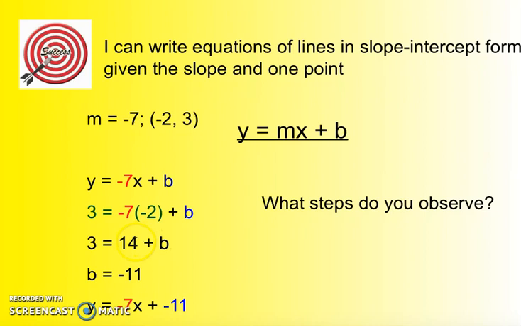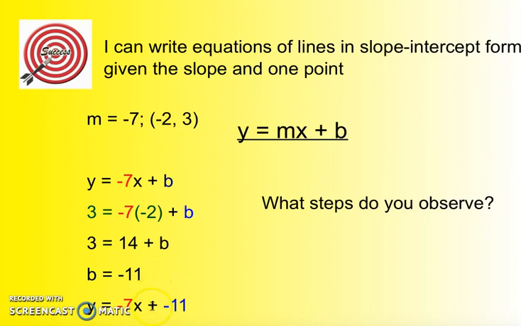And so 14 plus something is 3. And one way to do that, remember, is to do the inverse operation. So if we do 3 minus 14, we get -11. And -11 plus 14 is 3. So I guess that is our y-intercept.